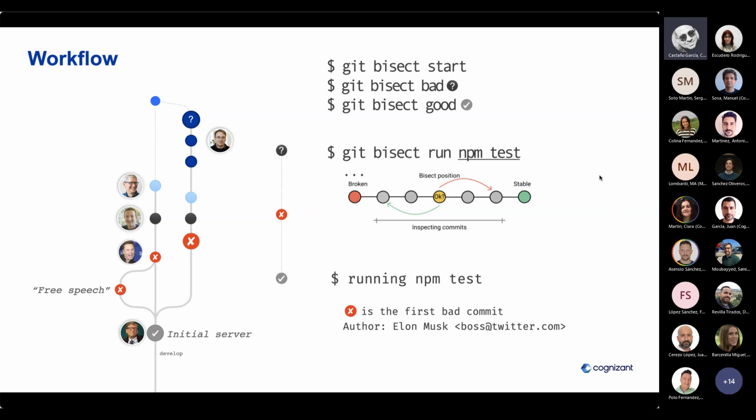The output will be something like this. When it finds the commit, it says this is the first bad commit and shows you the author, the commit message, and stuff like that. Okay.